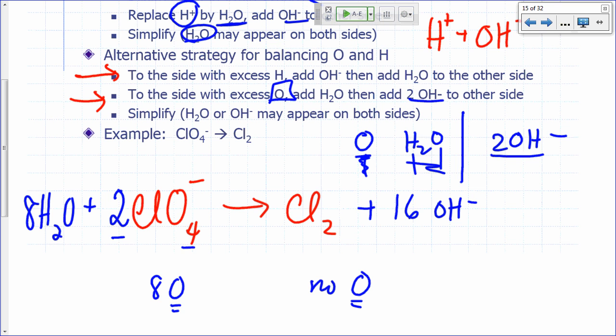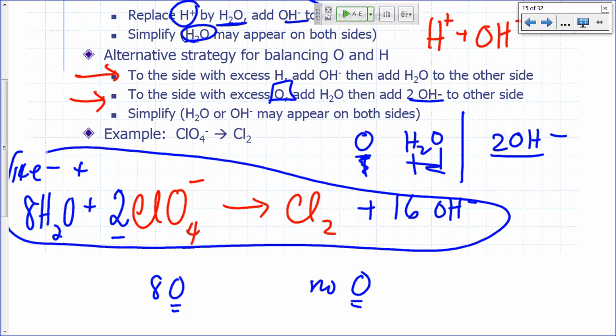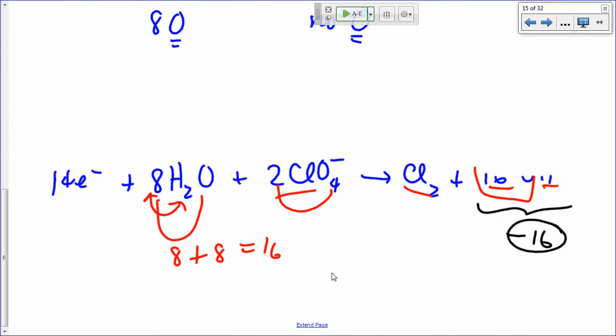Okay, and then the final step, you have to balance your charges, and you'll find that you're going to have to add 14 electrons to this side. And that's the same balanced half reaction we saw earlier. Okay, so that's how it's done. Same thing right here.